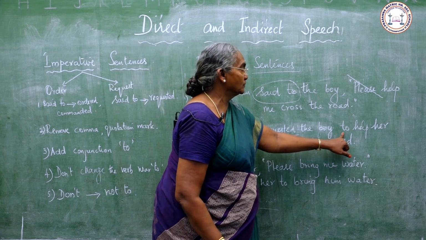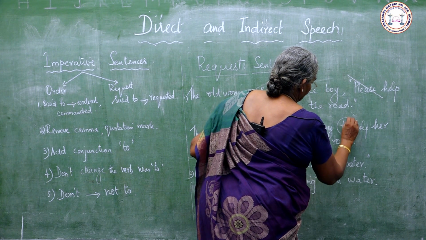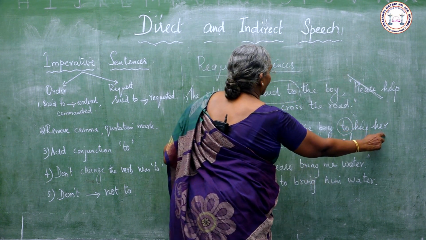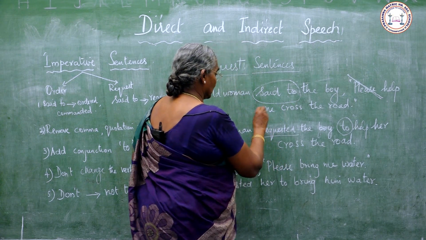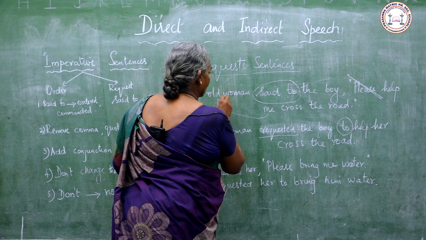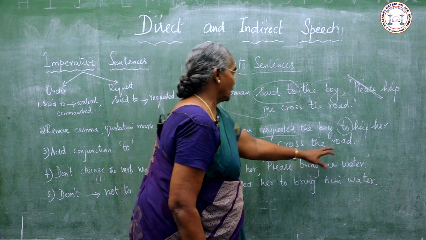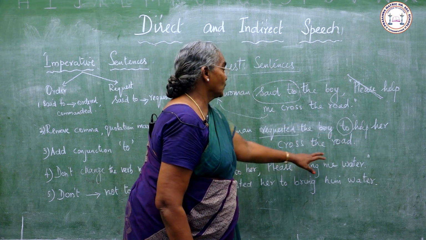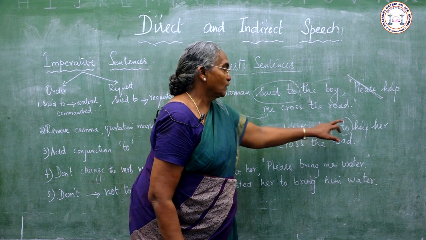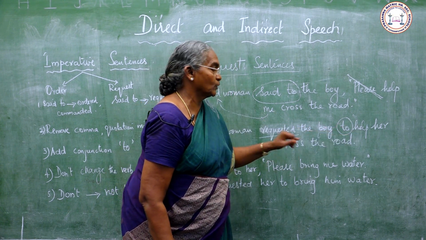Conjunction to is the conjunction. We remove please and help her. This me refers to the old woman. Help her cross the road. The old woman requested the boy to help her cross the road.